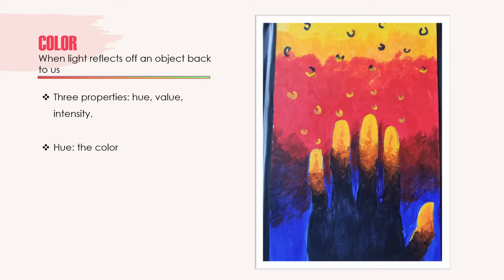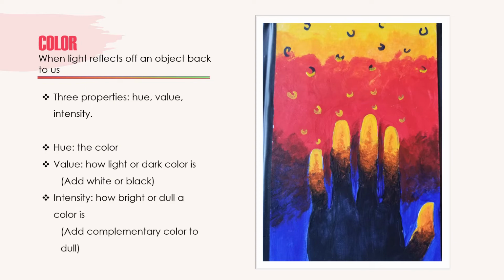Hue is the color itself, nothing fancy. Value is how light or dark the color is. You can get this by adding black or white to it. For example, the value in the piece to the right has mostly black added in certain areas to affect the value. Intensity is how bright or dull a color is, like how the blues near the bottom are pretty different. The blue in the back is more vibrant than the blue on the hand up front.